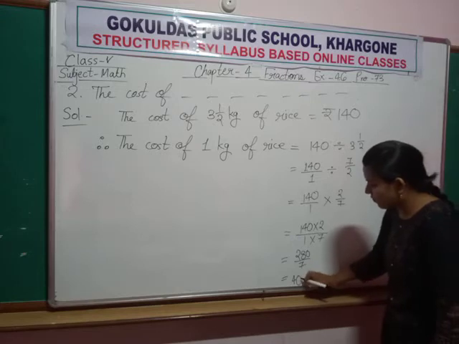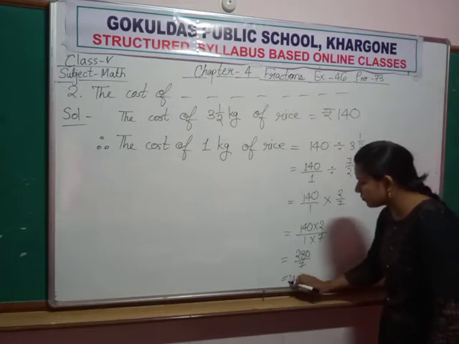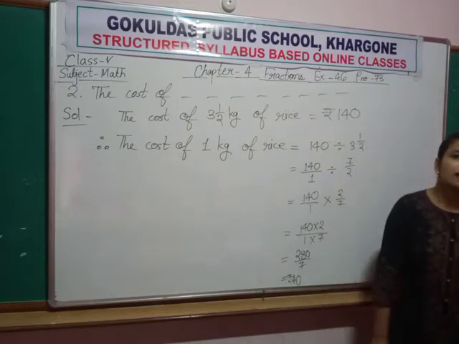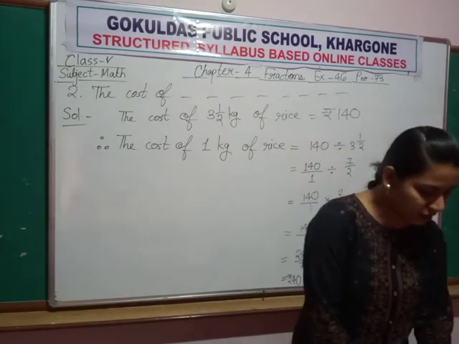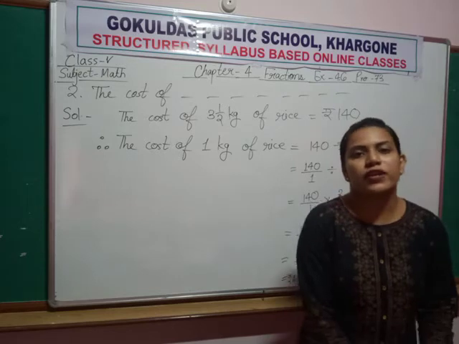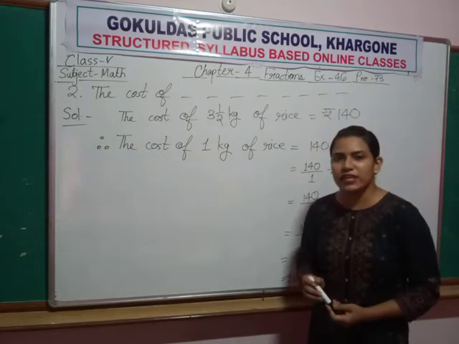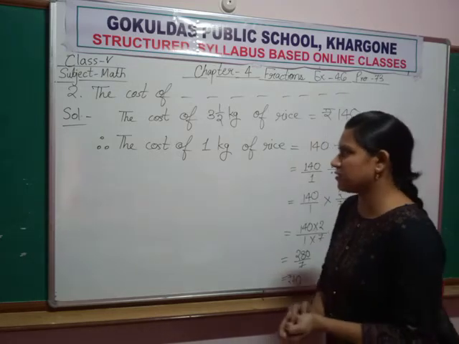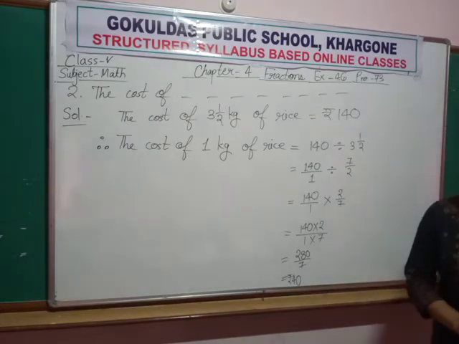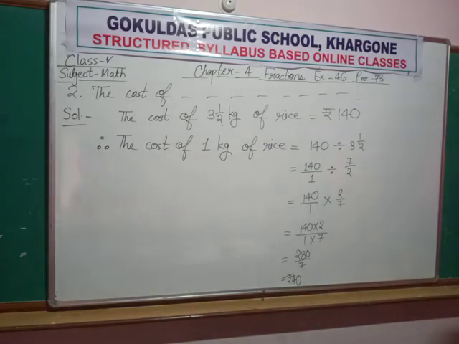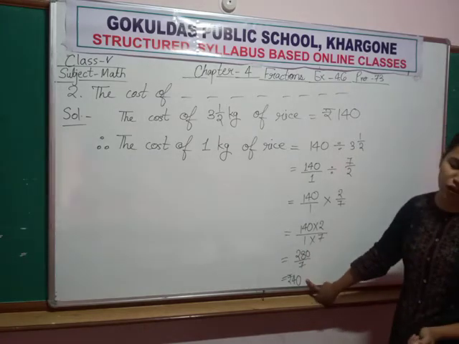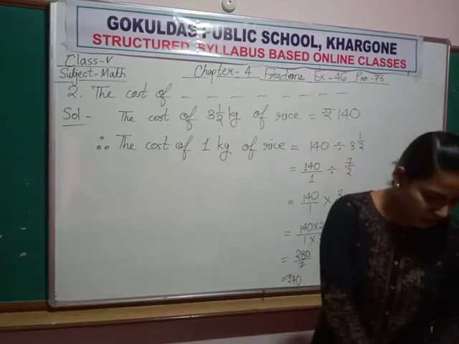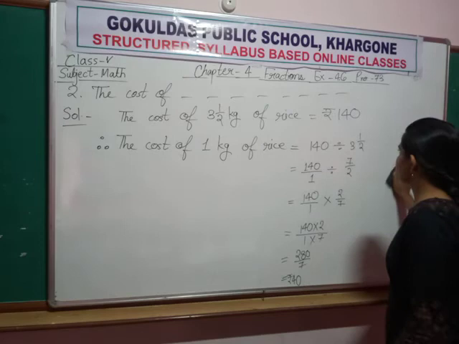Sorry. The cost of one, in the final answer what will you write? You will write the cost of 1 kg rice is 40 rupees. The cost of 1 kg rice is 40 rupees. This is how we find the cost of 1 kg rice. And here the cost of 1 kg rice is 40 rupees. Now question number 3.